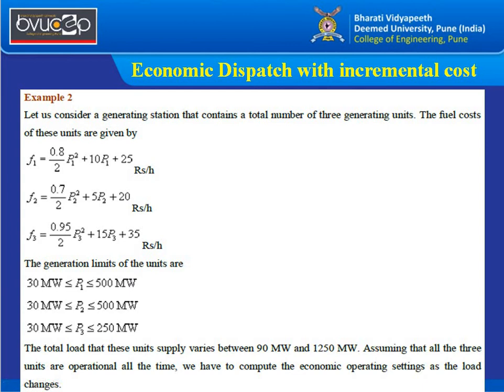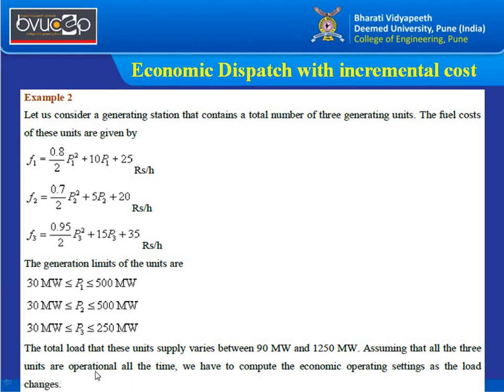There were no limits. So let us now have limits on the generators, which are given by 30 megawatt and 500 megawatt. The lower end is 30 megawatt, the higher is 500 megawatt for the first and second generator, and the third generator is 30 megawatt to 250 megawatt. So the total load that these units supply varies from 90 megawatt to 1250 megawatt. When we take the summation of all these three, 30 plus 30 plus 30 is 90 megawatt, and 500 plus 500 plus 250 is 1250 megawatt for the overall system.